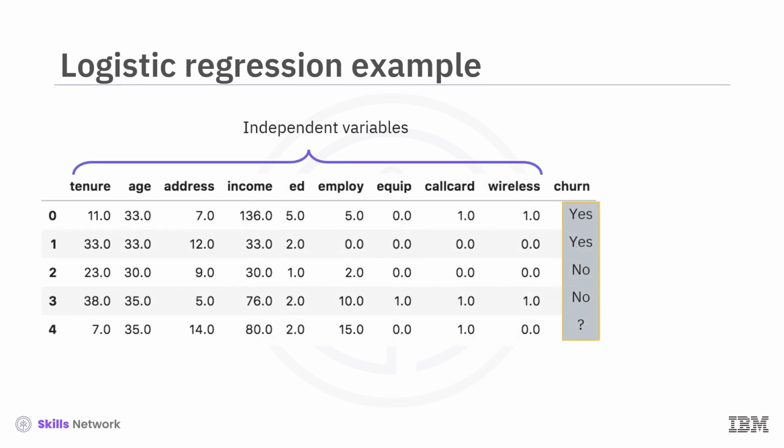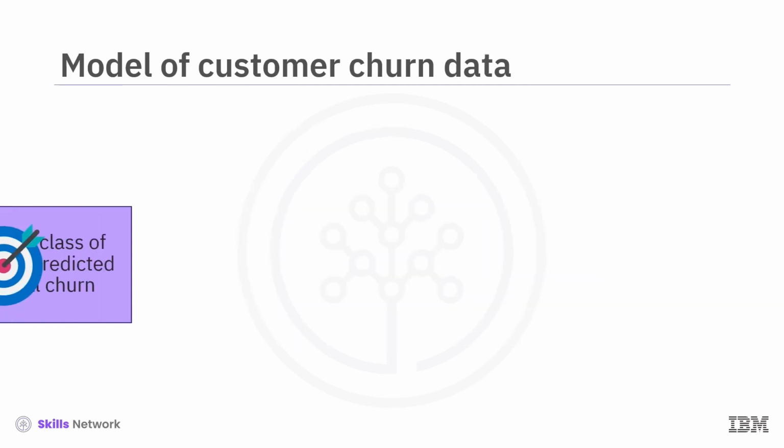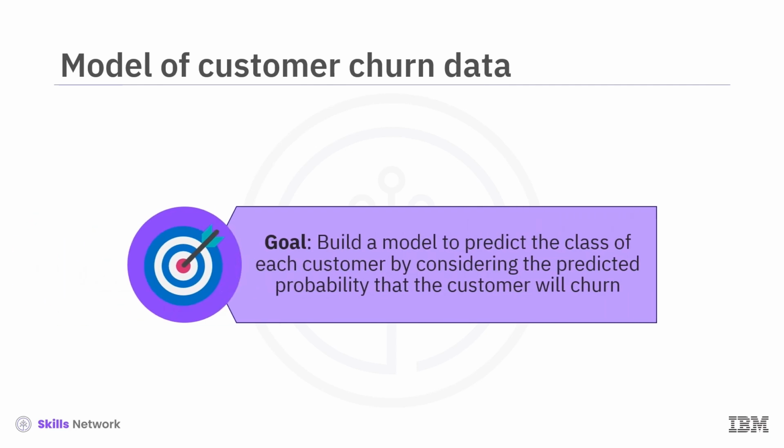Here, the dependent variable column is called churn. In logistic regression, you can use one or more of these features to predict whether customers will churn. Logistic regression can predict the class, y-hat, of each customer by considering the predicted probability, p-hat, that the customer will churn.